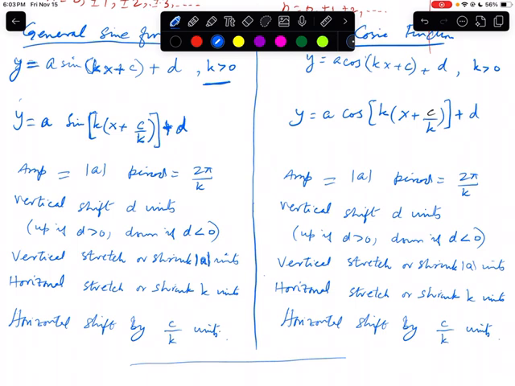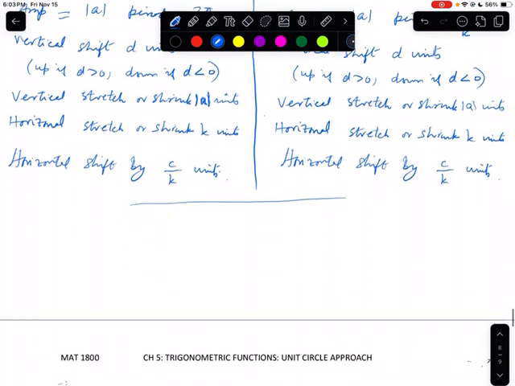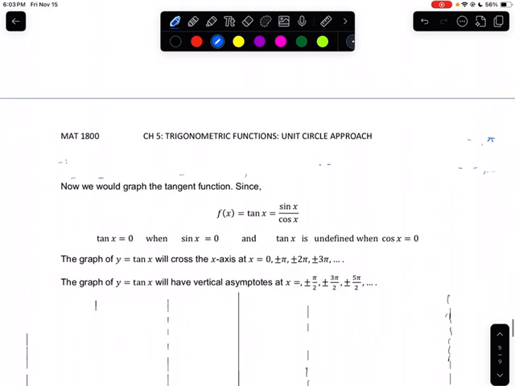Okay, so once we have an understanding of the sine and cosine, now let's move on to the tangent function. Now we'll look at the graph of the tangent function.